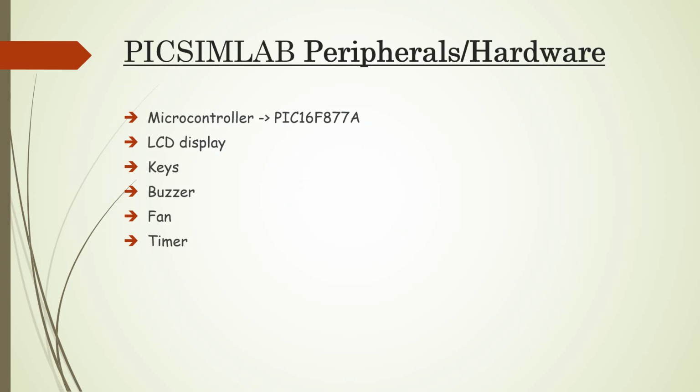These are the hardware components in our Pixim lab, which is used to dump our programmable code of embedded systems in the domain. The first one is the microcontroller itself, a PIC 16F877A, which is used for our beneficiary use. The next ones are the LCD display, the keys, the buzzer, a fan and a timbre. These are the hardware components used in the Pixim lab peripherals for our project work.